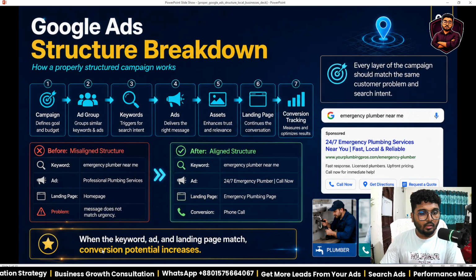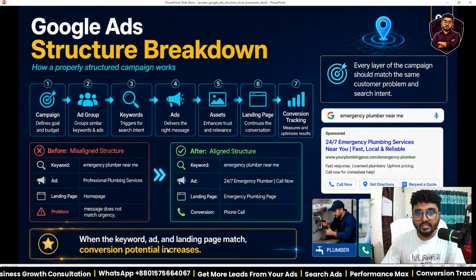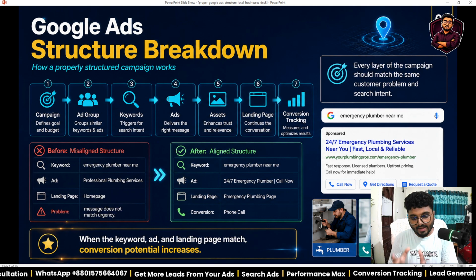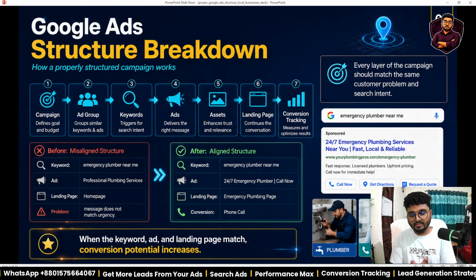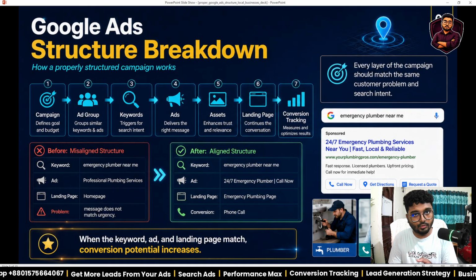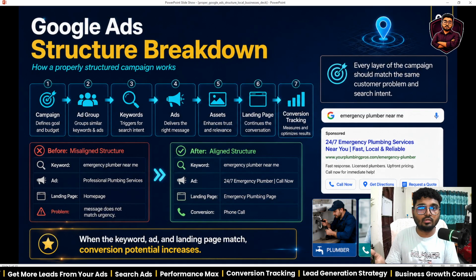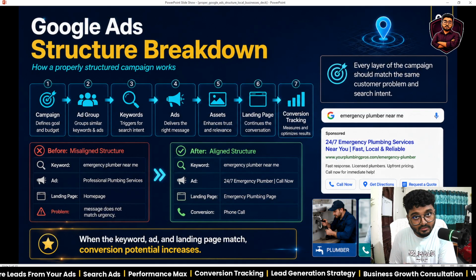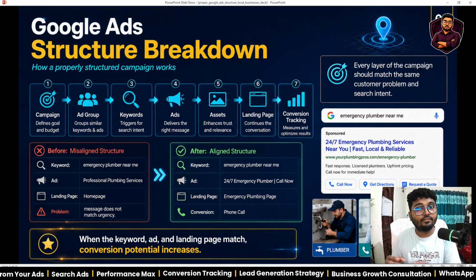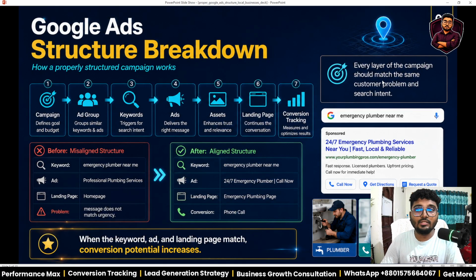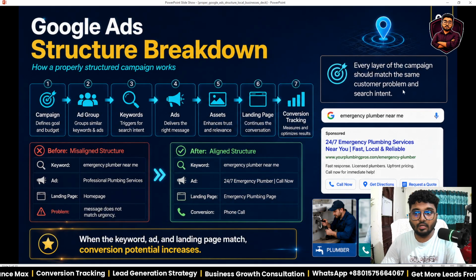So when the keyword, ad and landing page match, conversion potential increases. It's a very common thing that when your ad copy, keyword, landing page details, everything matches together, your ad will jump into rank on Google search. And from this, you will get highly qualified leads, calls, and the things you want, obviously. So every layer of the campaign should match the same customer problem and search intent.